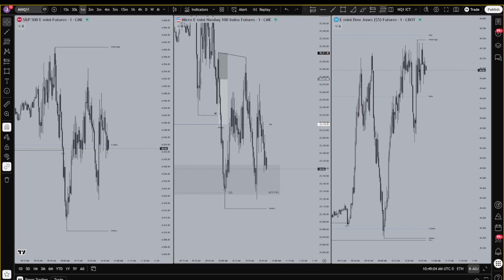Nah, no more trades. That's it. We're done for the day. If anyone else is looking for a trade, realistically, I would just try to preserve capital here. The main objectives of the day were taken.